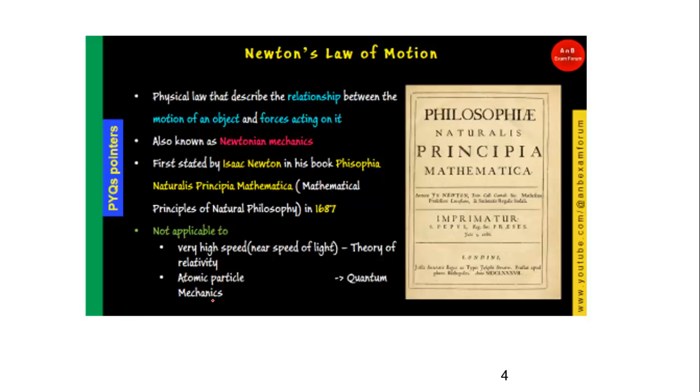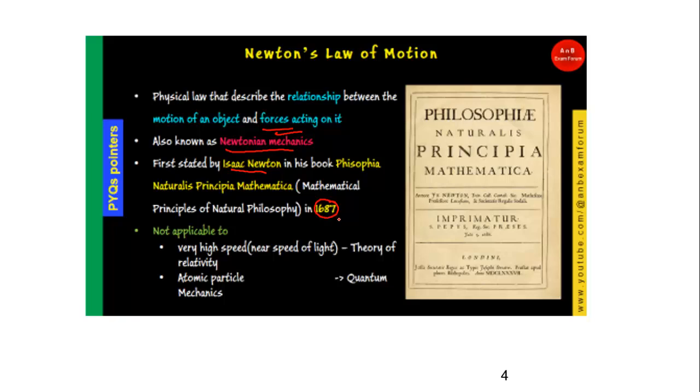And we have seen in our theory class that these are the important pointers which are generally asked in the exam. The first one is that it is basically a physical law which tells the relationship between the motion of an object and the force acting on it. Previously there were many people who gave some theory, but this is the book which gave the mathematical concept behind all those relationships. It is also known as Newtonian mechanics, and it was first stated by Sir Isaac Newton in this book in the year 1687. That is basically a factual question.